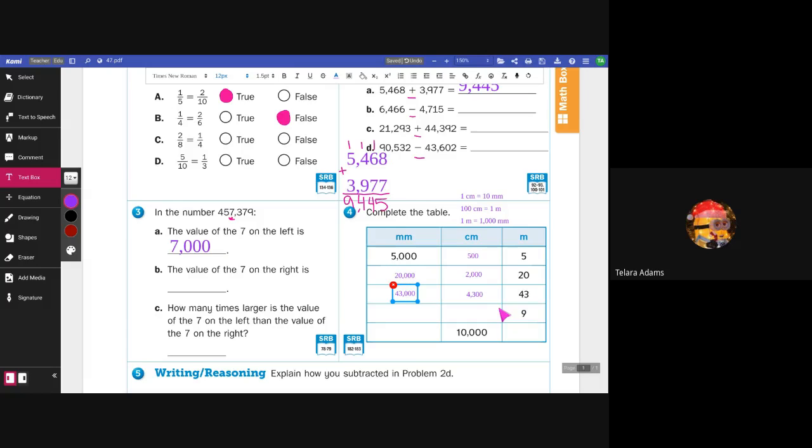I want you to complete 9 on your own. And for a challenge, there's 10,000. Can you convert it to meters and then millimeters? I know that you can. Just a hint, if we added zeros to get to centimeters, I'm probably going to take them off to get to meters.